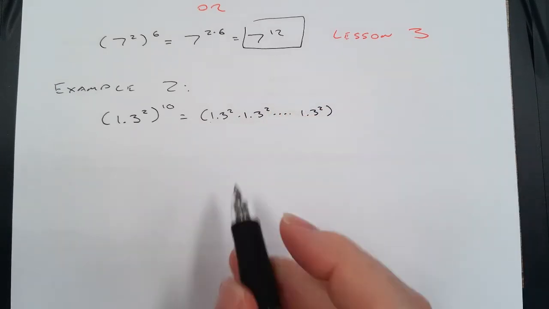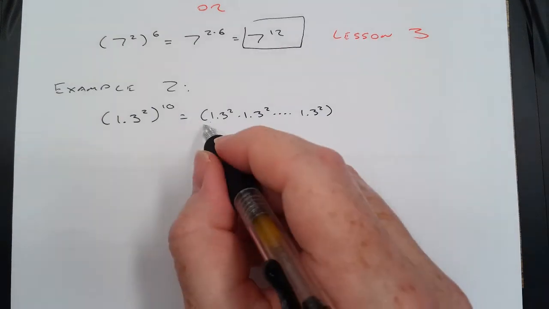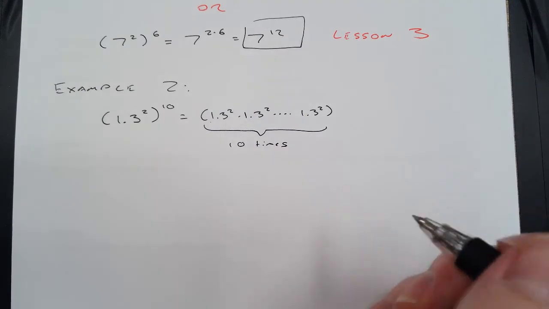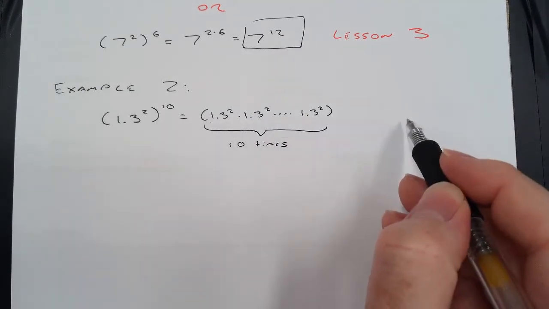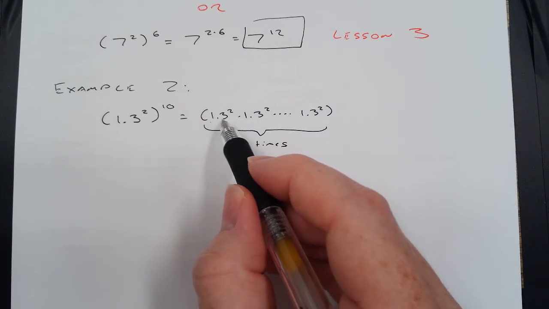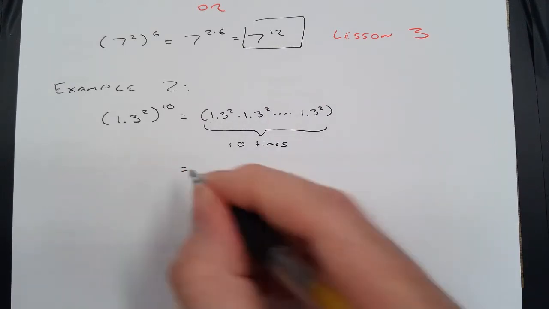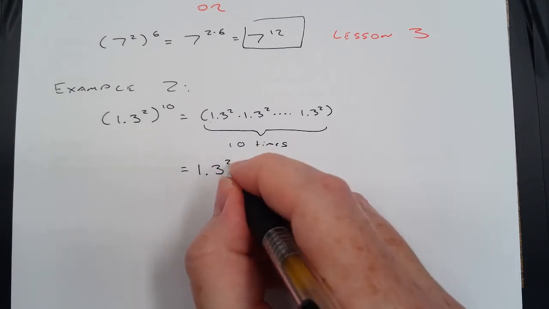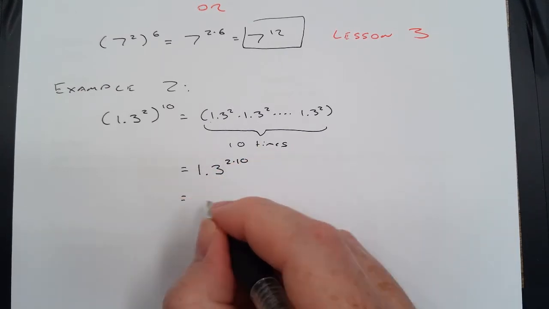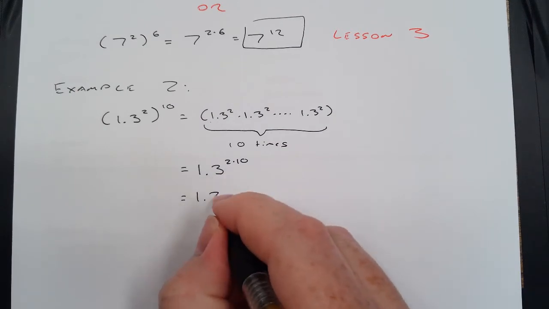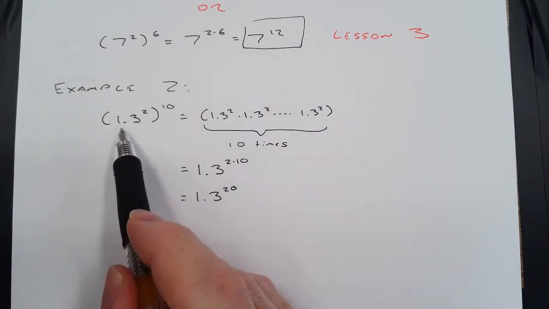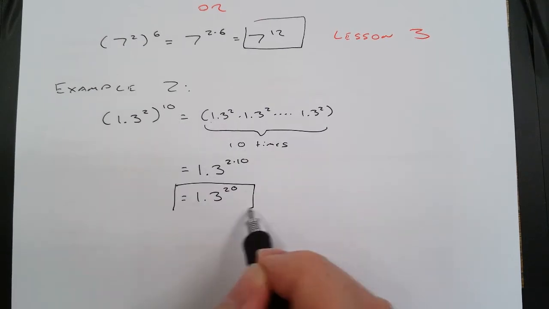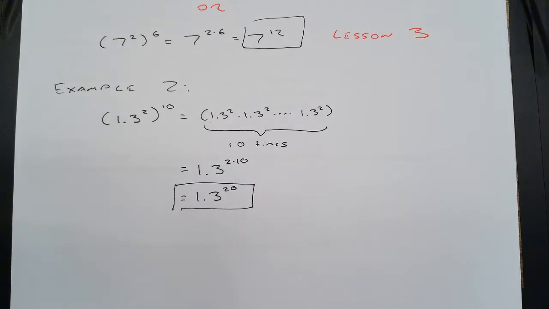1.3 squared, I'd have to repeat that 10 times. That's a lot of writing I don't want to do, but I know it's 10 times. So instead of writing all that out 10 times, I'd need a whole bunch of 1.3s. I'm just going to use the lesson 3 rule and say it's 1.3 and multiply the exponents. 2 times 10 is 20. So 1.3 squared raised to the 10th power is 1.3 raised to the 20th power.